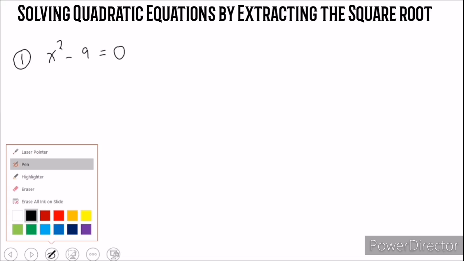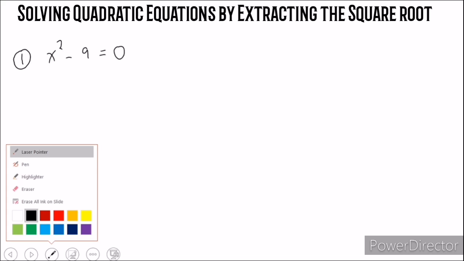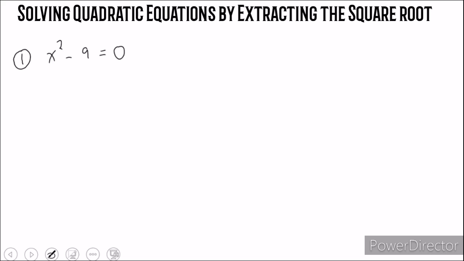Pag sinabi natin isolate the variable, itong variable na to, dapat wala siyang kasama na coefficient, aside from 1. So, dapat mag-isa lang siya sa side niya. Since nasa left siya, kailangan natin siyang i-isolate, ililipat natin si negative 9 sa kabila. So, itatranspose natin si negative 9 sa kabila. Since transposition method, since negative 9 siya, it will become positive 9. So, we have x squared is equal to positive 9.